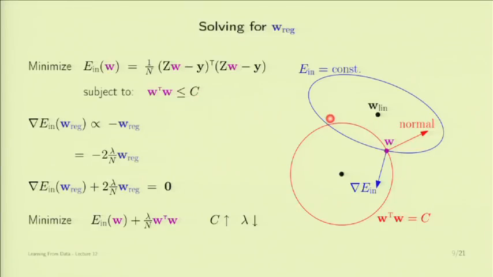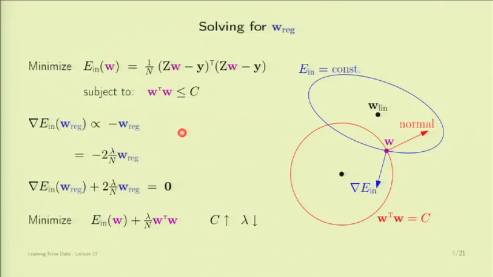Well, if C is huge, then W lean is already the solution, and therefore you should be just minimizing En as if there was nothing, no constraint. But that does correspond to lambda equals 0, doesn't it? You will be minimizing En. Okay? So if C is huge, lambda is 0. Now let's get C smaller and smaller.